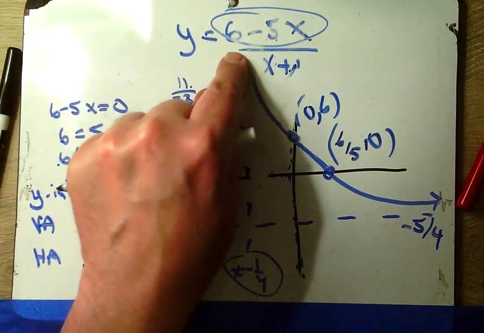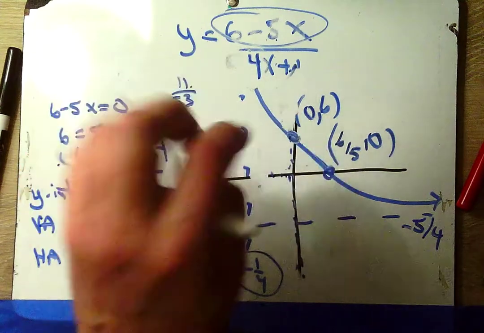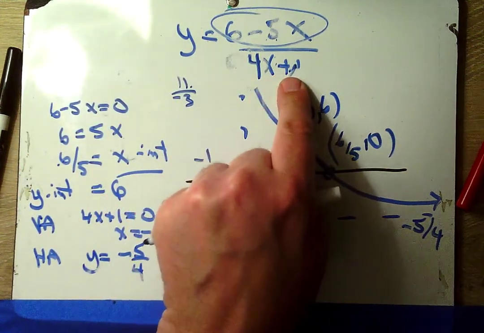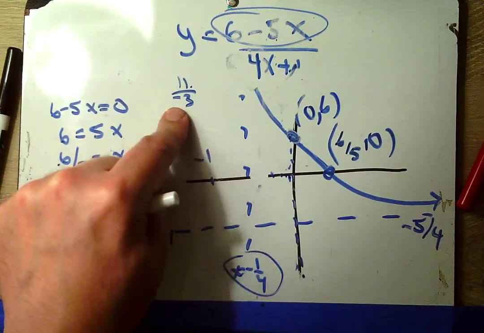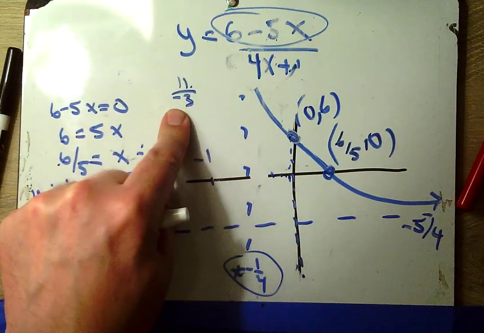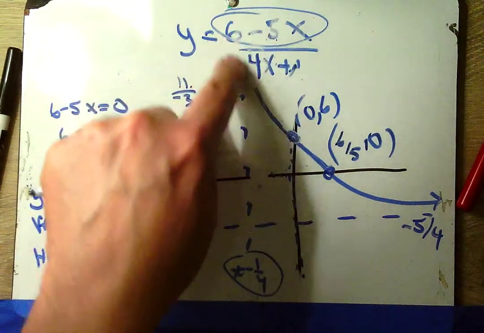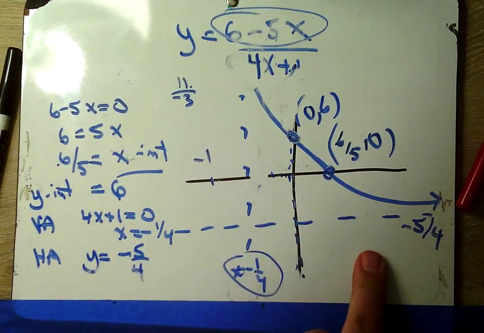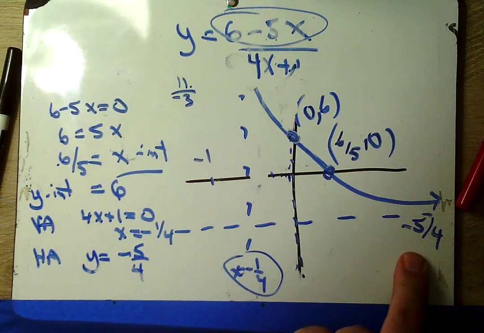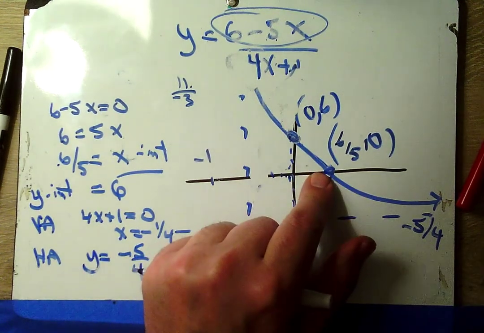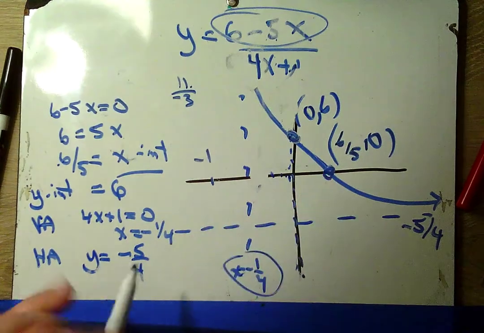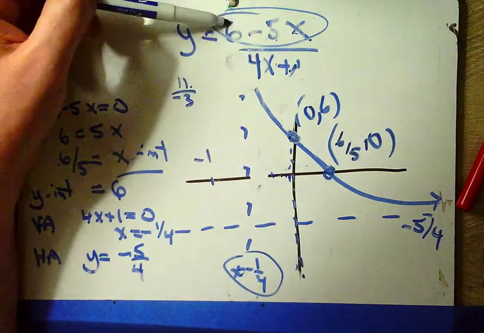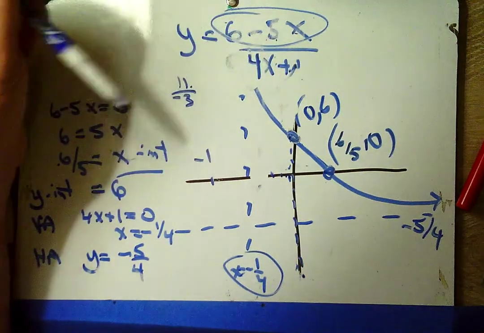I think something's gone amiss. What could have happened? 4 times -1 was negative 4 plus 1 is negative 3. Yeah, I got that. And my horizontal asymptote was negative 5/4. Yeah, I got that. Negative 5/4, yes. My x-intercept is at 6 over 5. And when I plugged in that negative 1, I did get 11, and I did get negative 3.